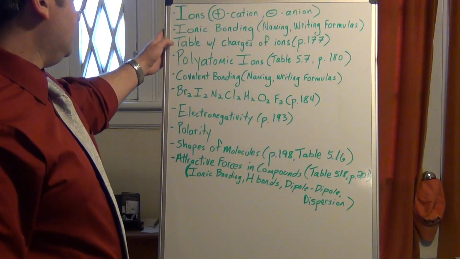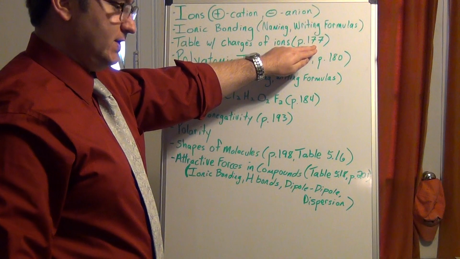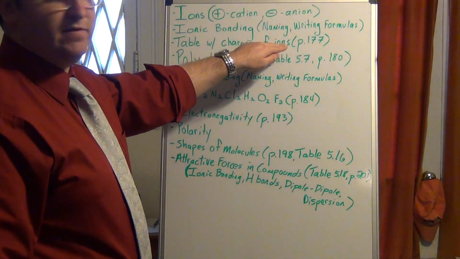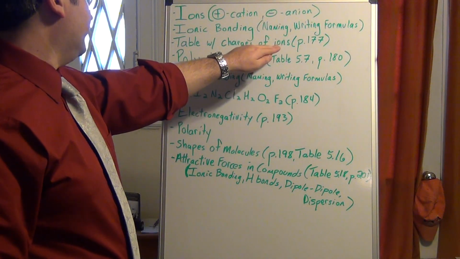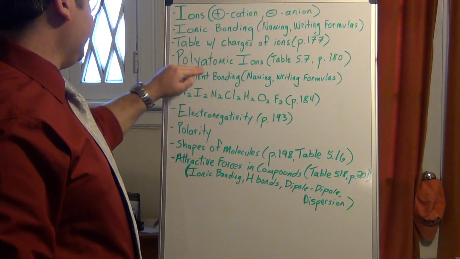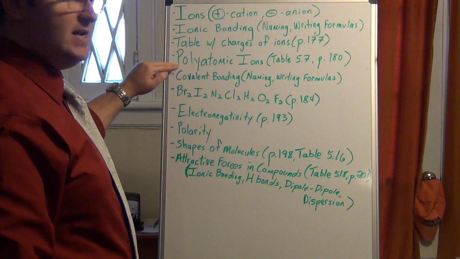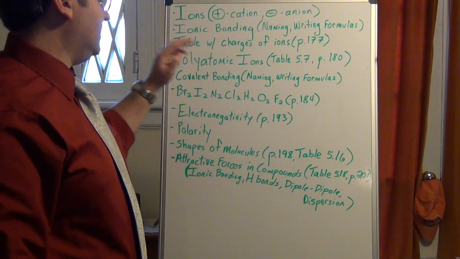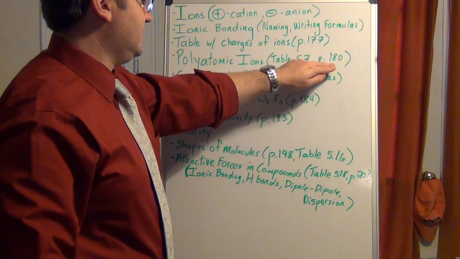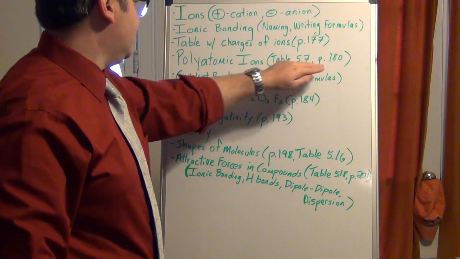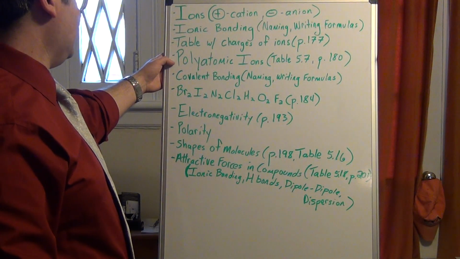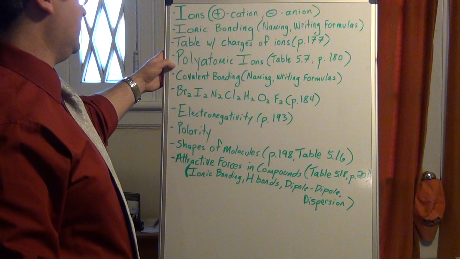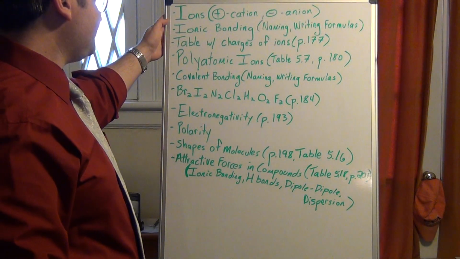You can refer to page 177. There's a really nice color-coded periodic table listing the charges of the various ions throughout the periodic table. The next topic is going to be polyatomic ions, poly meaning more than one. There's a list of 20 of those on table 5.7 on page 180, so do be familiar with the polyatomic ions and also know how to name those when they are going to be making ionic bonds as well.